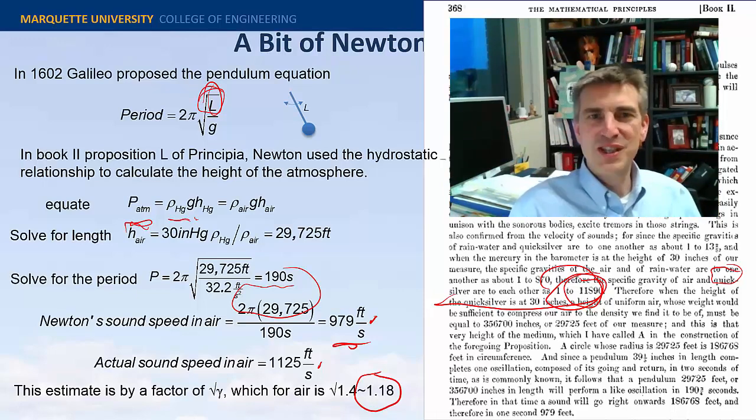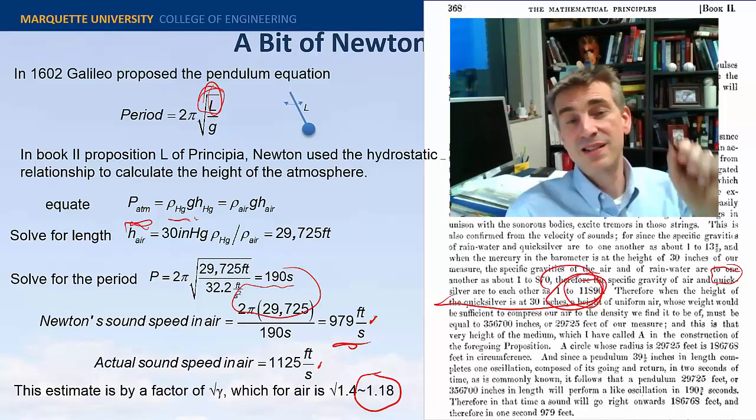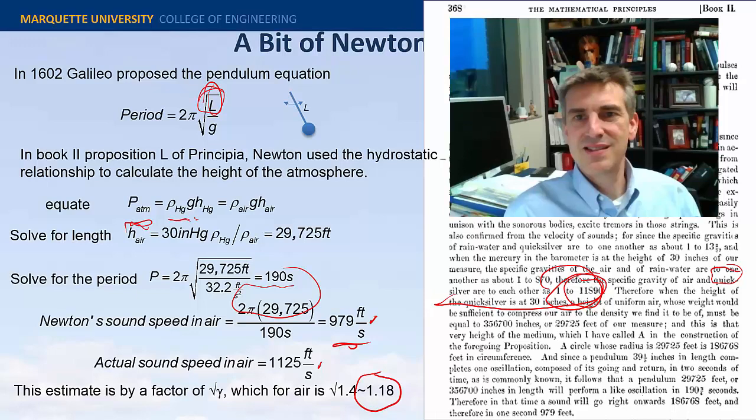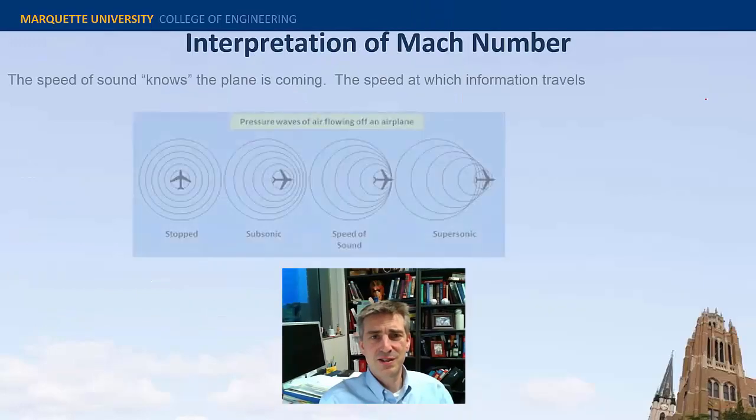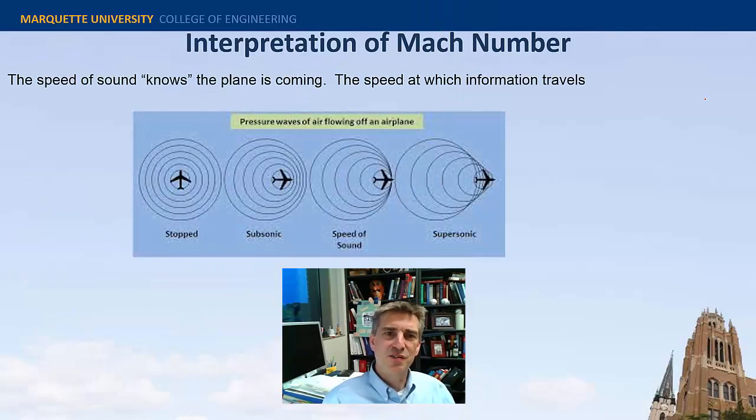So he was embarrassed even in his day, and people continue to rail him. But I find it better to actually read what he did than to have him say that he assumed it was isothermal. That's crazy. All right, interpretations of Mach number.